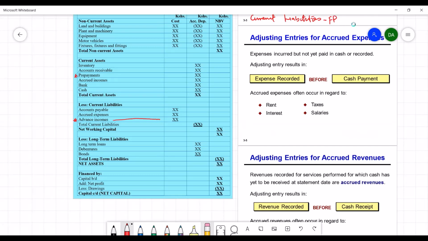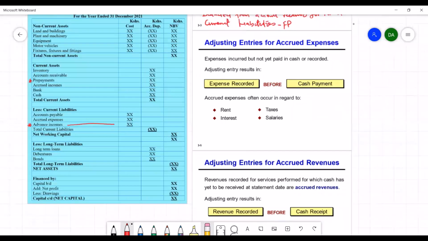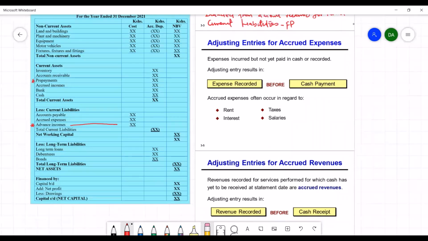The next adjusting entry is accrued expenses. Accrued expenses are expenses incurred already, but not yet paid for. Cash has not been paid for such expenses, but they have been incurred. In this case, therefore, expenses are recorded before cash payment.